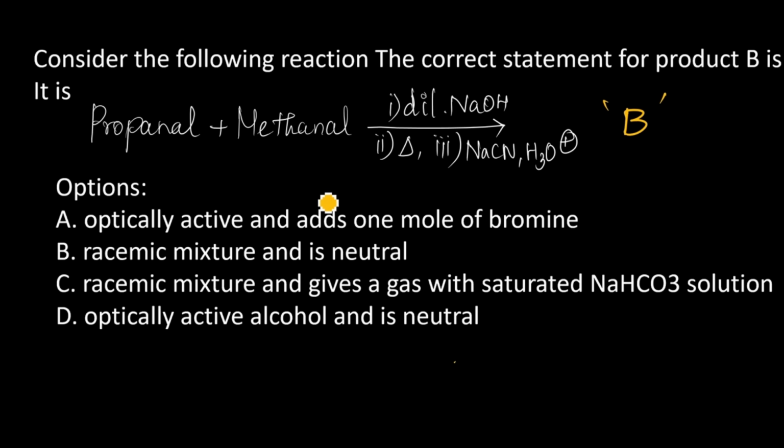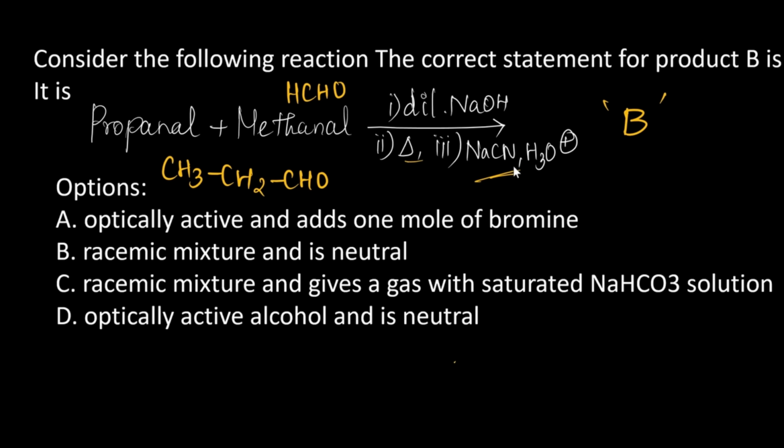So product B is formed from propanal and methanal. Both are aldehydes, with dilute NaOH, heat, and then NaCN followed by hydrolysis. You definitely know what this reaction is, right? Don't say you don't know. Propanal, CH3CH2CHO, and methanal, HCHO. One of these has an alpha hydrogen in it, which makes it an aldol condensation. We have heat also, right? So it will form an alpha beta unsaturated aldehyde.